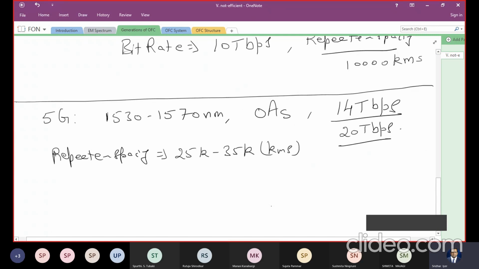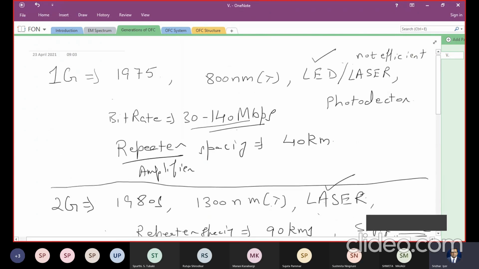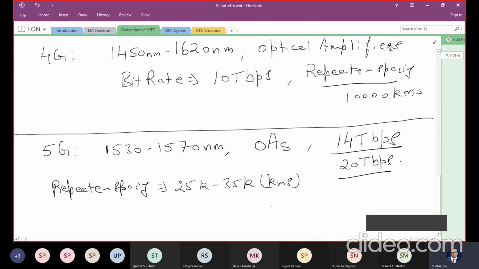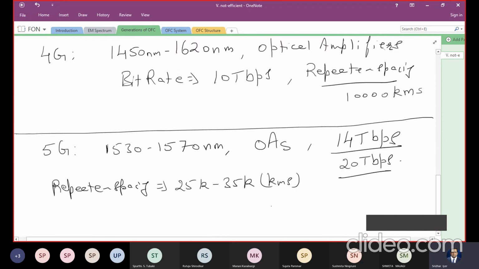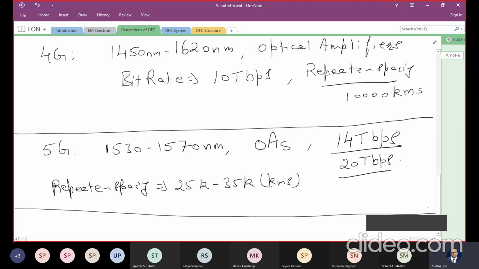So you can see how the generations have evolved, and how we have moved from a very low bit rate of about 30 to 140 Mbps, in the range of Mbps, to Gbps, and now we are in a position of getting Tbps, that is terabits per second, right? So this is good news for the customers, that you are able to get such high data rate out of an optical communication system. However, I mentioned it in yesterday's class.